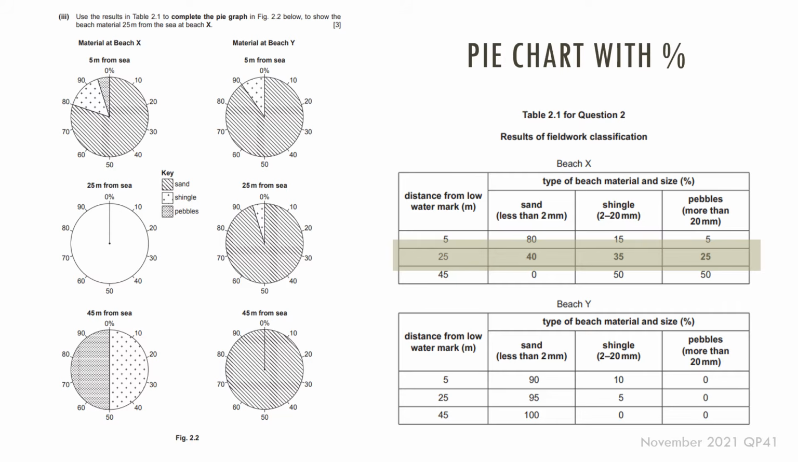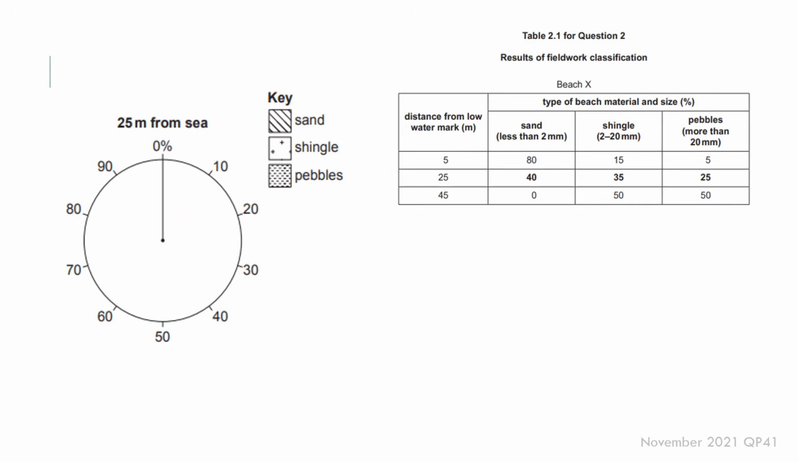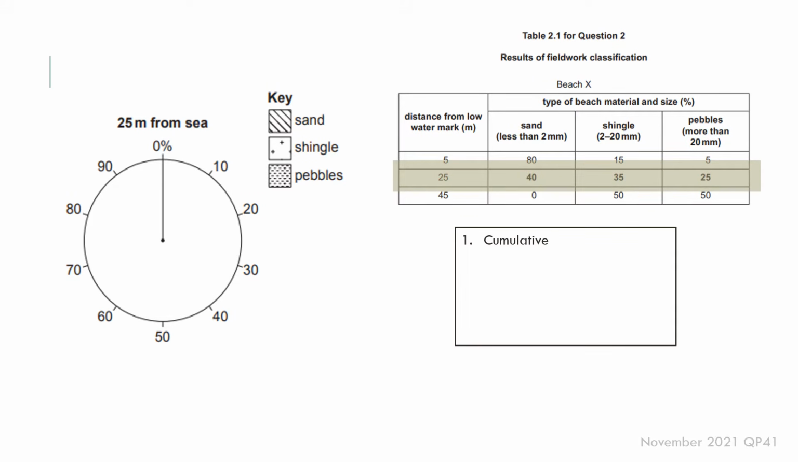So here, the question requires us to complete the figure 2.2 to show the beach material 25 meters from the sea at beach X. So I'm drawing, and helpfully, again, it's in bold, the data highlighted here. So 40, 35, and 25. So if I zoom in here, I have to draw it for 40%, and helpfully, in this particular case, they've actually put the various percentages on for me. So remember, it's cumulative, adds up to 100%. So 40 plus 35 and 25 is 100.